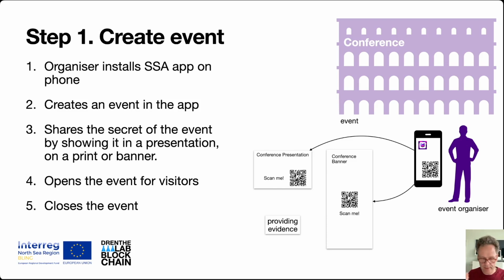You fill in the time, date, and those kinds of things. Then a secret is created for this event. This secret could be, and currently we're testing with, QR codes. It can be shown, for instance, in a conference presentation on a slide with the button Scan Me, so people in the audience can use their phone to scan or take a picture of this QR code, and then store this evidence in the SSA app. But it can also be shown on a conference banner, for instance, at the entrance of the event. So the task of the event organizer is to provide this as evidence to visitors of this event.